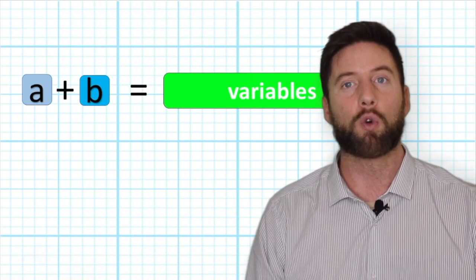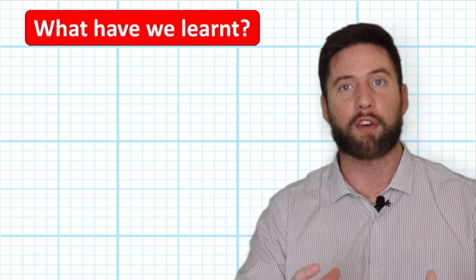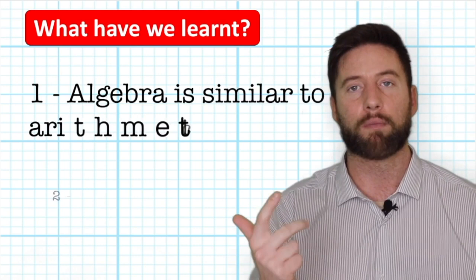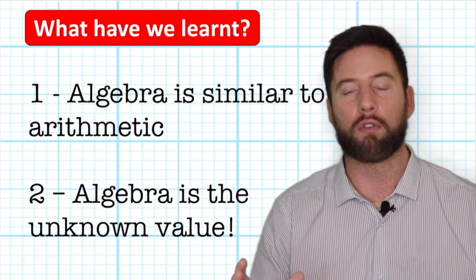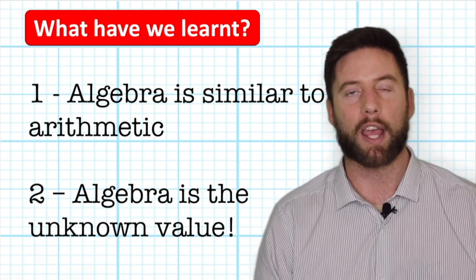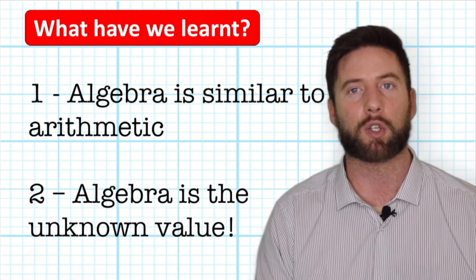Okay, so what have we learned so far? We've learned that algebra is very similar to arithmetic. It uses the same four processes: addition, subtraction, multiplication, and division. But we've also learned that algebra has an unknown value that can be replaced by a symbol. And we often see x and y and a and b being used the most. But there is one more thing that's really important that I want to teach you in this video, and it has to do with multiplication.